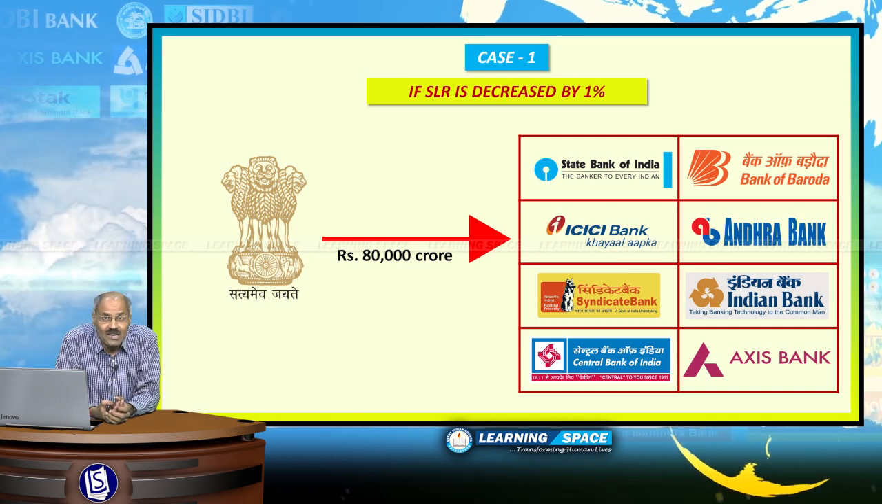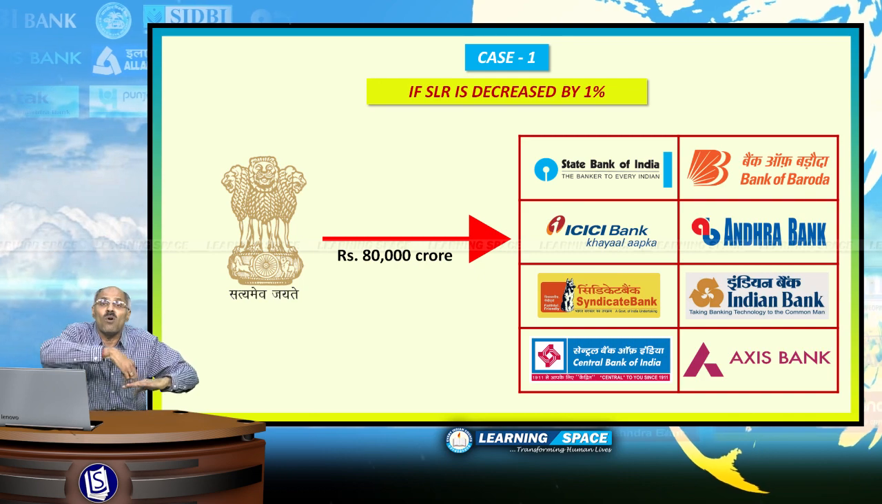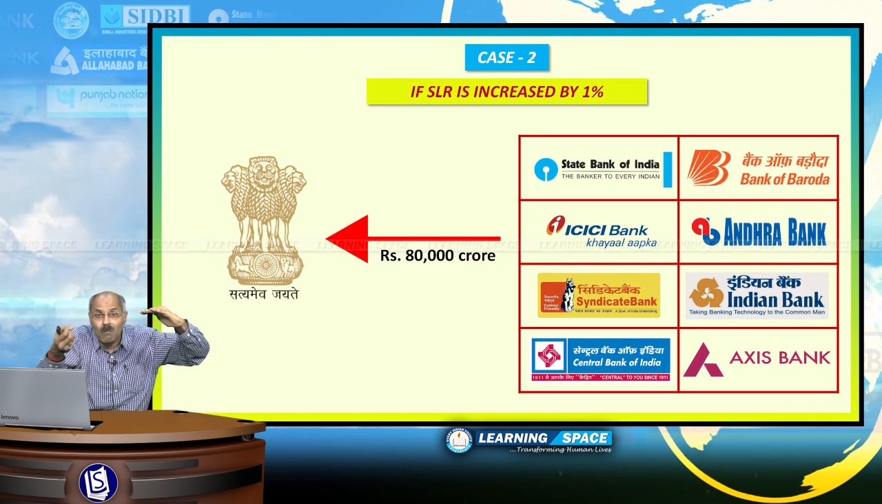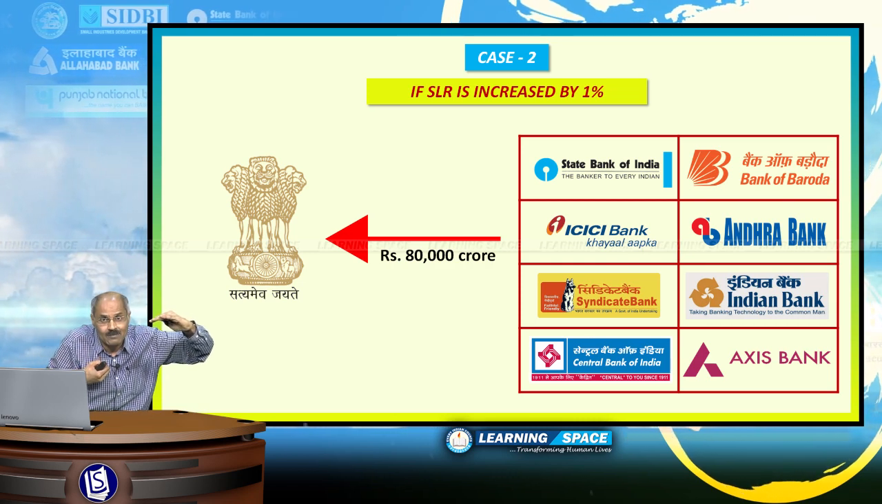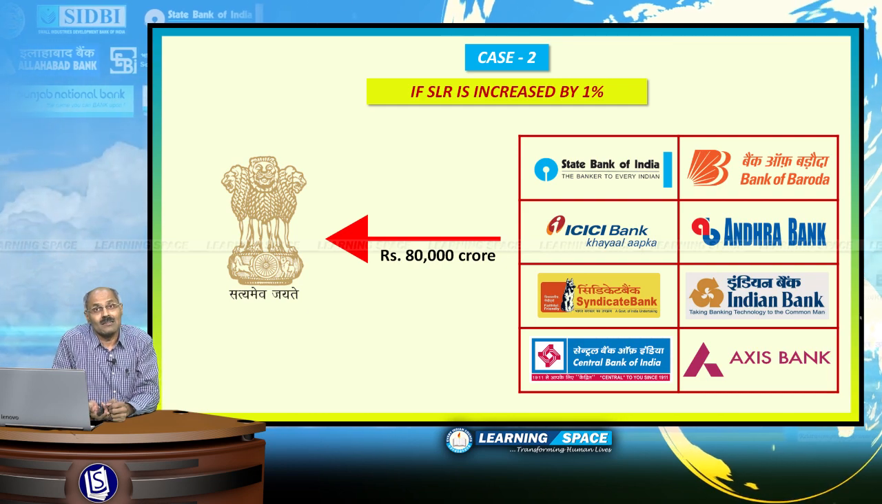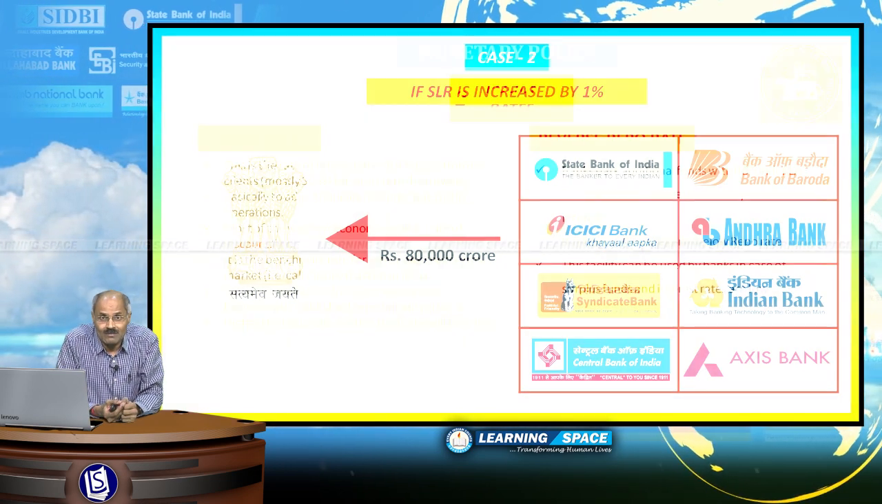So if CRR, SLR are reduced, more money will flow into the system. And if they are increased, money will be sucked by the Reserve Bank. Right? So that's why RBI has to strike a balance. And look at the policy rates.